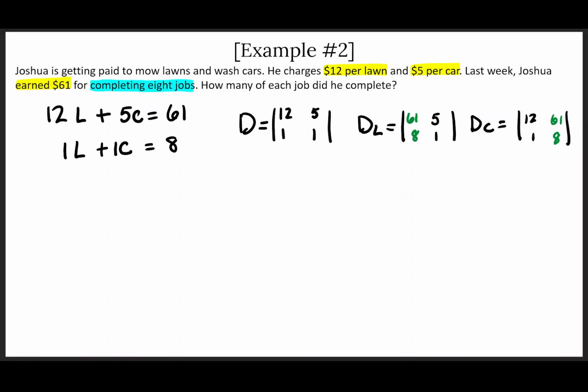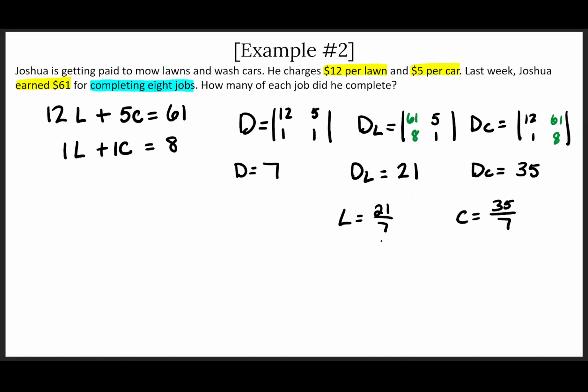If you do cross minus cross on these 3 determinants, the value for D would be 7. Cross minus cross for DL is going to result in 21. Cross minus cross for DC would be 35. Divide the value for L and the value for C. L is going to be your 21 divided by the 7. C is going to be the 35 divided by 7. 21 over 7 would be a nice 3. 35 over 7 would be 5.